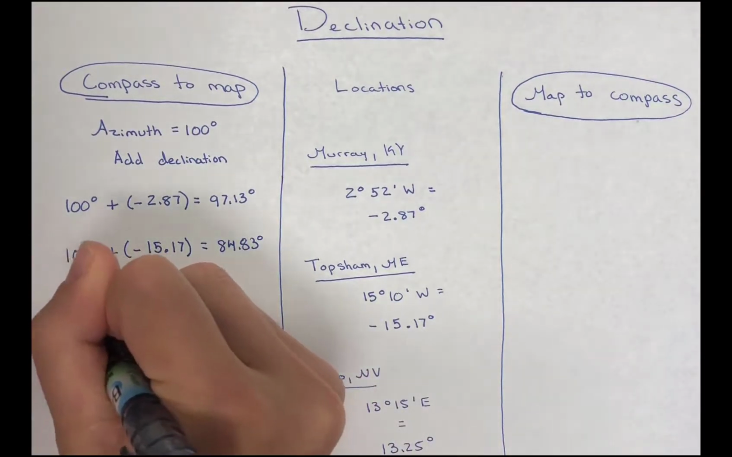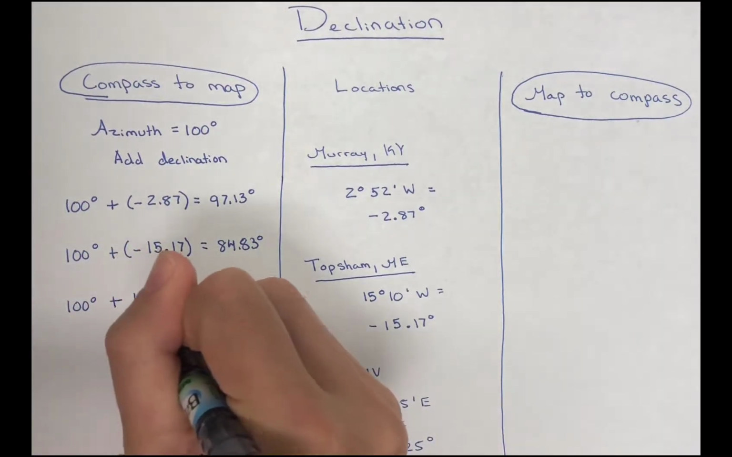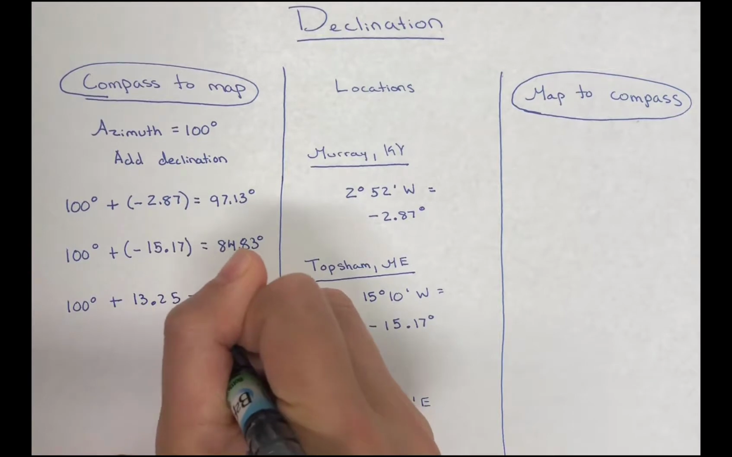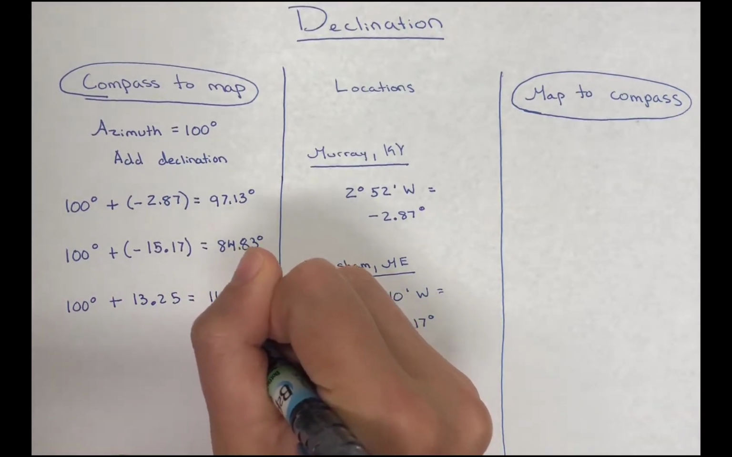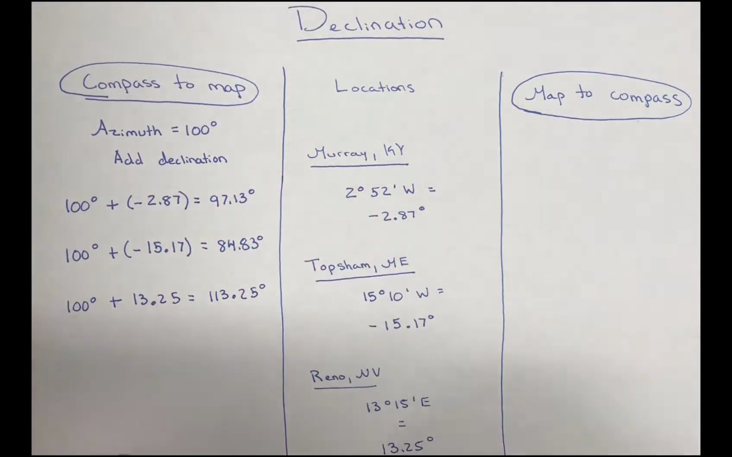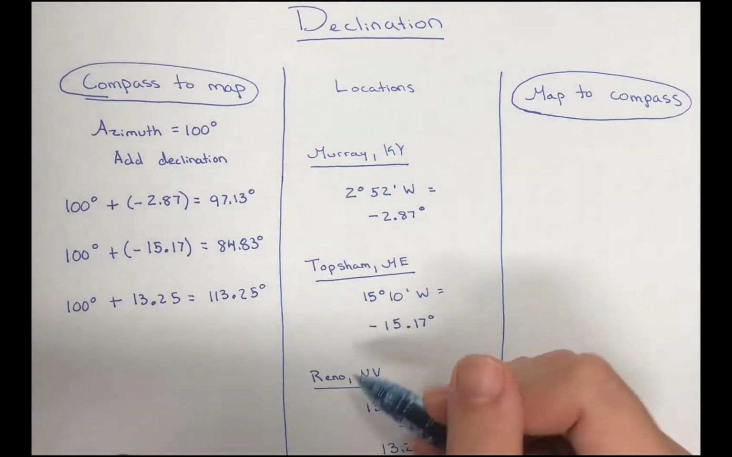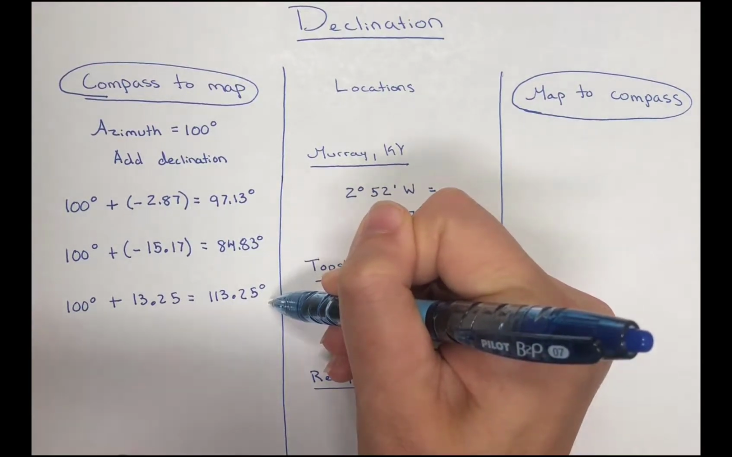Again, we're going to take 100 degrees, and here we're going to add 13.25, and this one's a lot easier because you don't have to subtract here. That's going to be 113.25 degrees. So that's actually pretty simple. We have taken a field measurement and gotten an azimuth of 100 degrees, and then we've converted. So we know that if we take our field measurement and we want to plot it on a map, then we need to use these degrees over here because we've accounted for the declination.